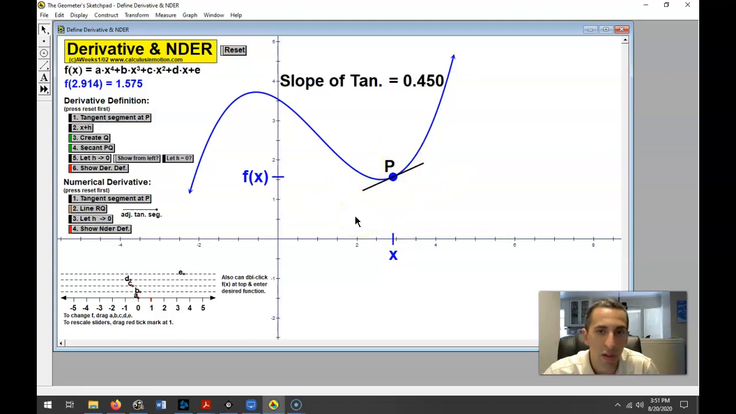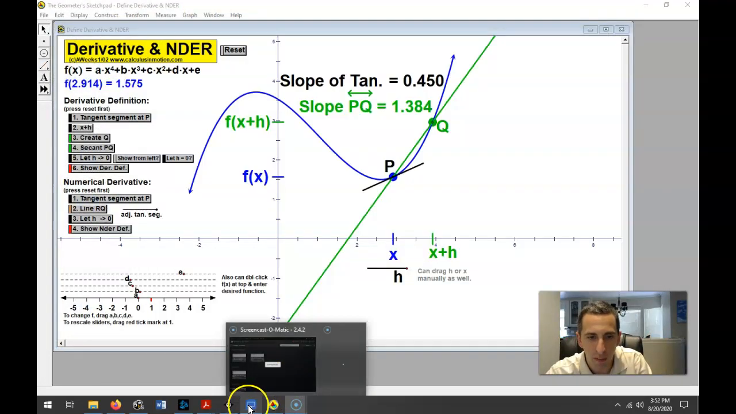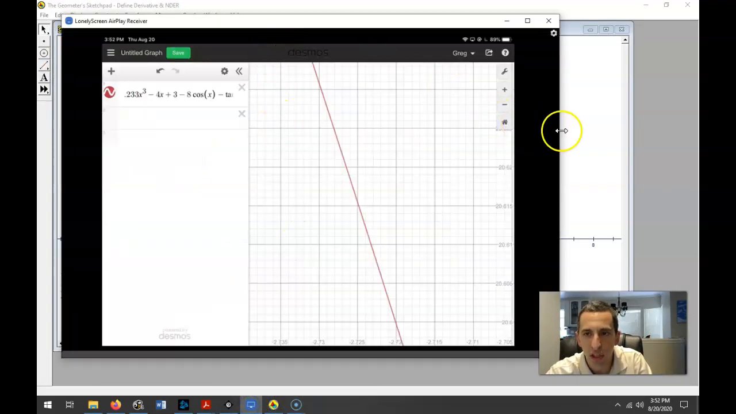The way we're going to do this is we're going to take another point here, h units over. So we start at x, and now we're at x plus h. Then we're going to take the point there, and the line that goes between points P and Q, our secant line. So we're going to take that secant line. Now, let's go back and actually do some math here.